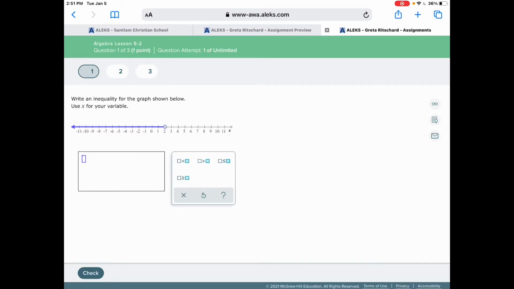This is lesson 5-2, the homework problems. In case you need a little bit of help with any of those problems, I'll work some for you. The first one says, write an inequality for the graph shown below and use x for your variable.